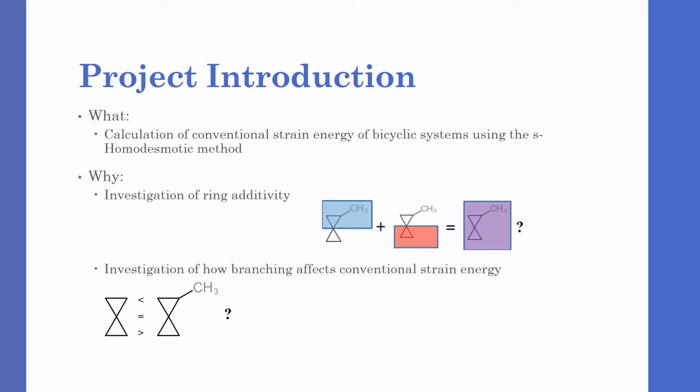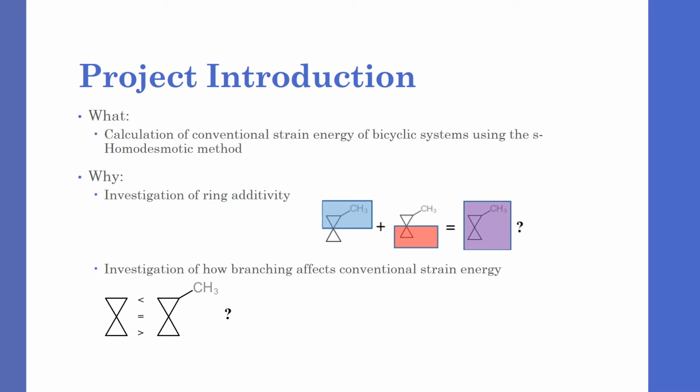What we are doing is calculating the conventional strain energy of bicyclic systems using the S-homodesmotic method. Before I explain what that actually means, I want to talk to you about why we're doing what we're doing. One reason is to investigate ring additivity.